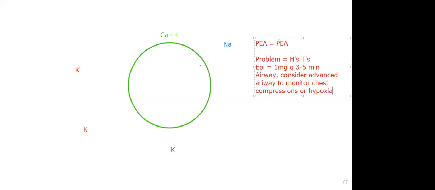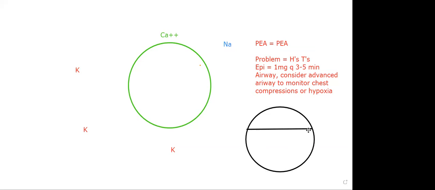So problem, epi, airway. Now, when you start looking at the American Heart Association's algorithms, the way they set them up will look a little bit different than what I just drew. Theirs will kind of look like this when you look at their algorithm.